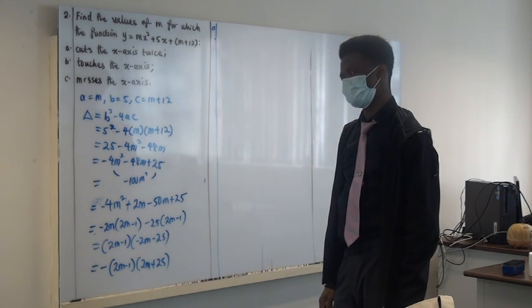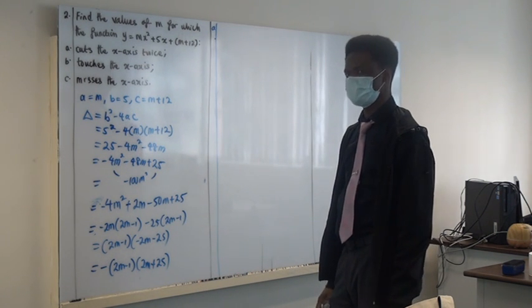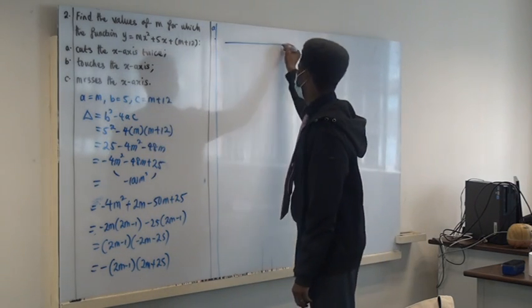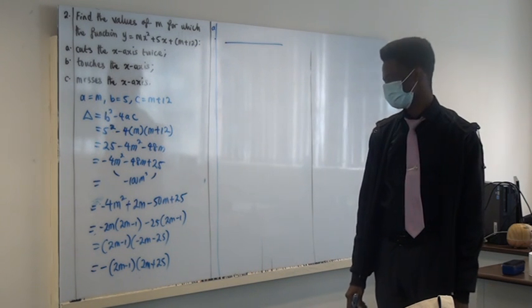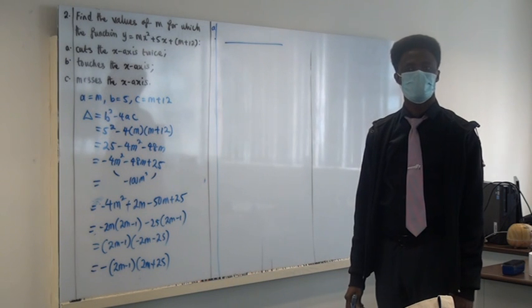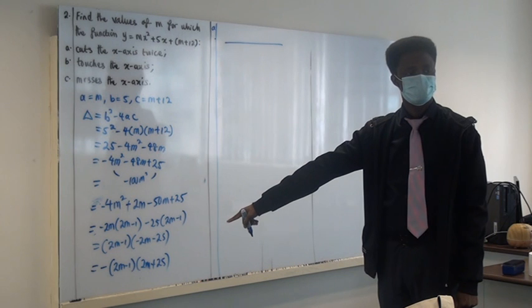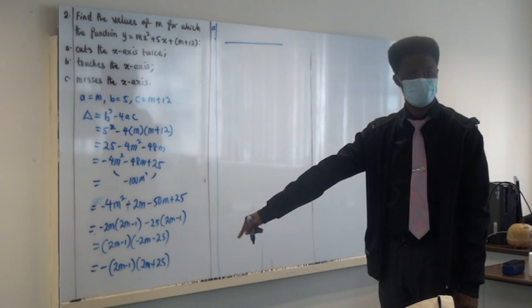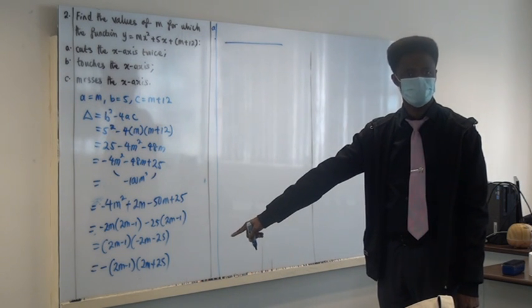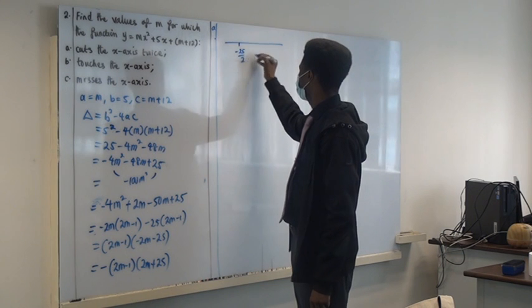Do we need to draw the sign diagram now? I think we should. Let's draw the sign diagram even before we begin. From here, what are the roots of this equation? 1 over 2 and negative 25 over 2. Does everybody understand that? Understand why it is 1 over 2 and minus 25 over 2? Okay, great. So, minus will be for the first, then 1 over 2.